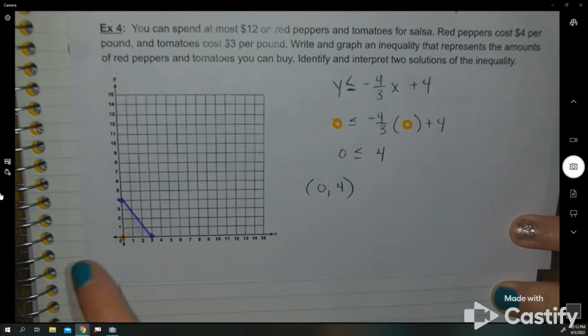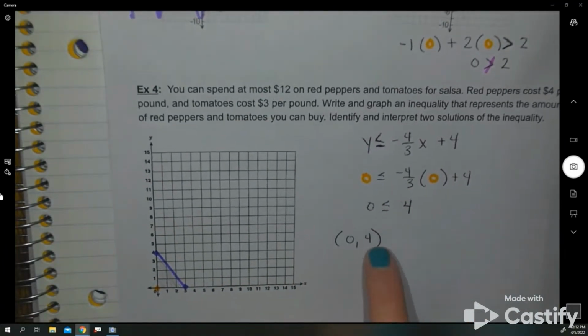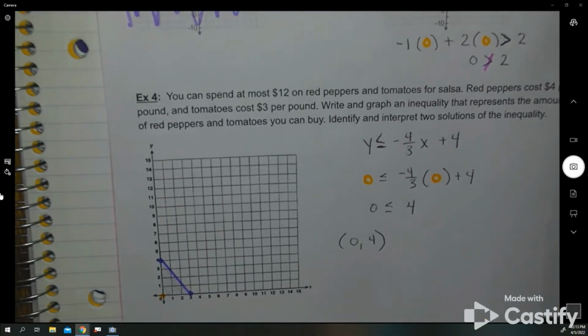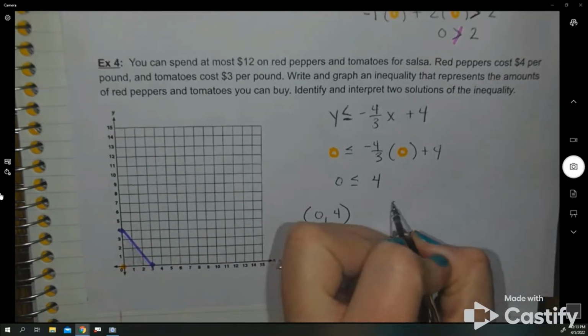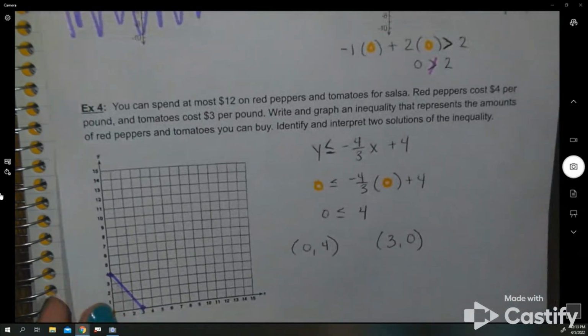What that means is I could buy, my x value is 0. Remember that x was our peppers. So I could buy 0 peppers and 4 tomatoes, and I would stay within my limits of $12 for my vegetables. I could choose this point down here, 3, 0. I could buy 3 peppers, 0 tomatoes. I would stay within my limits of my $12.